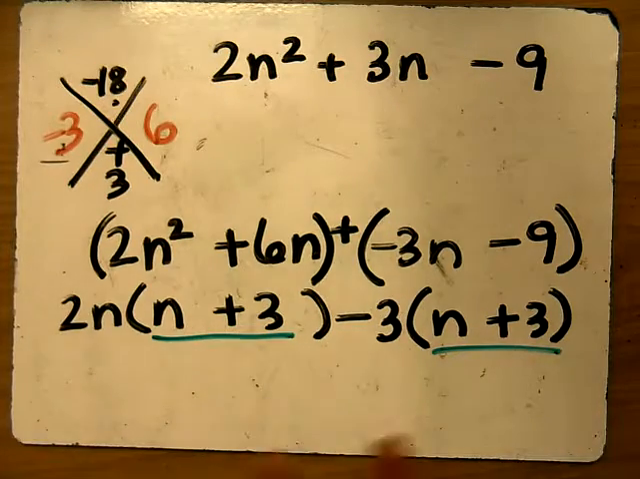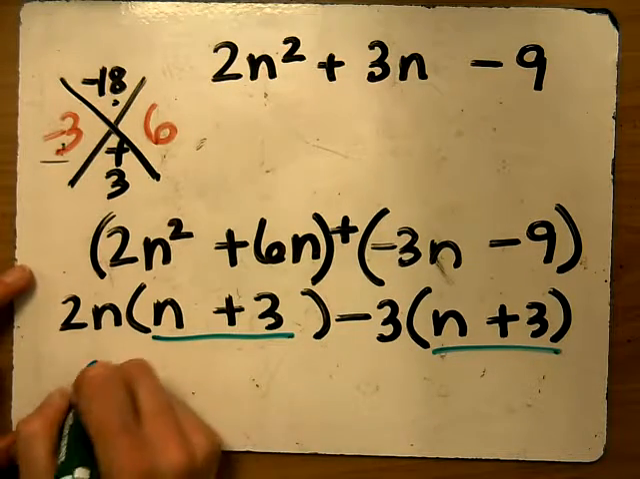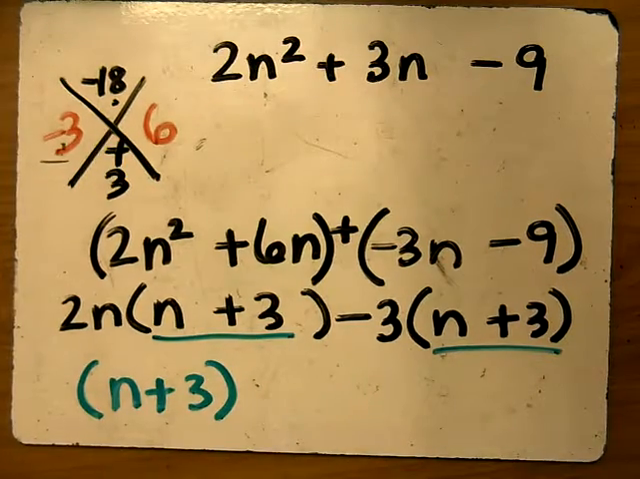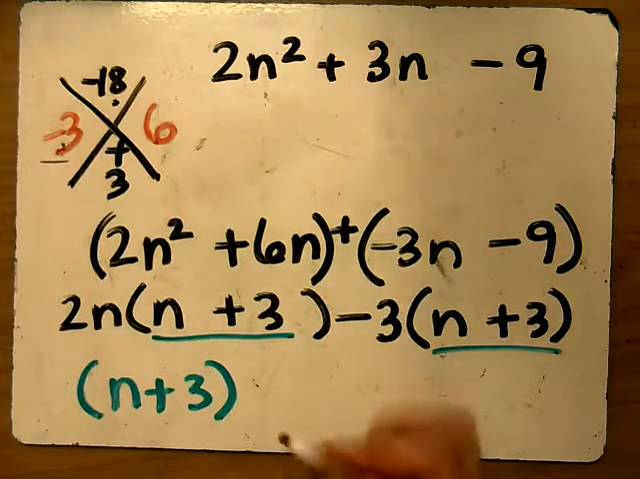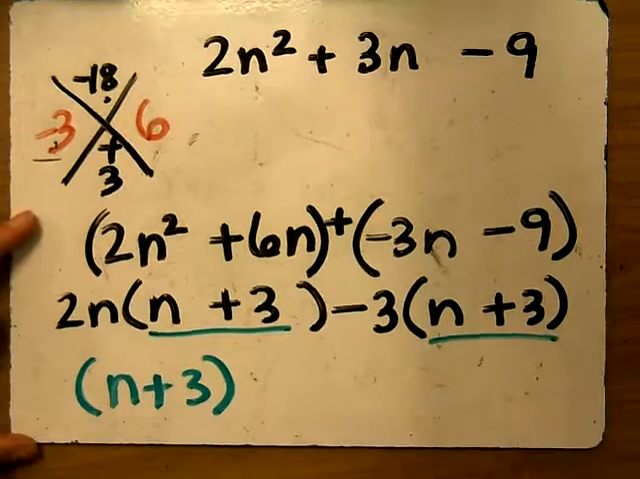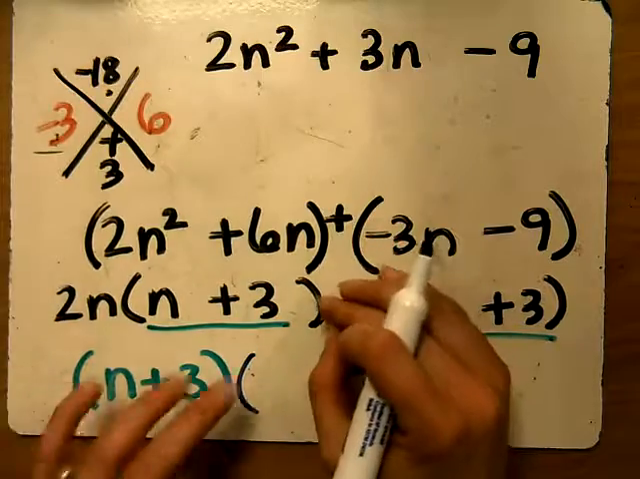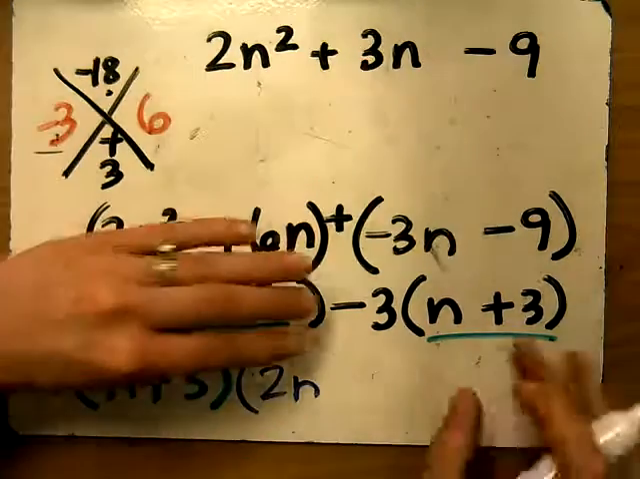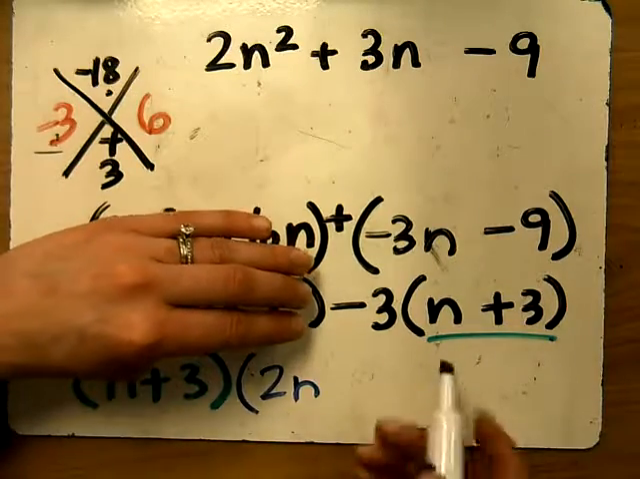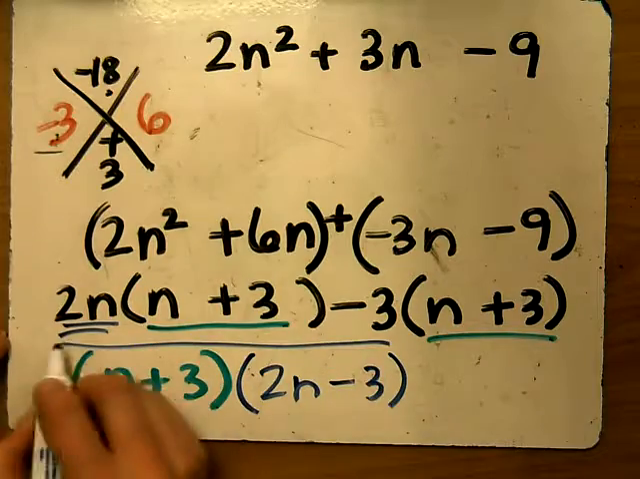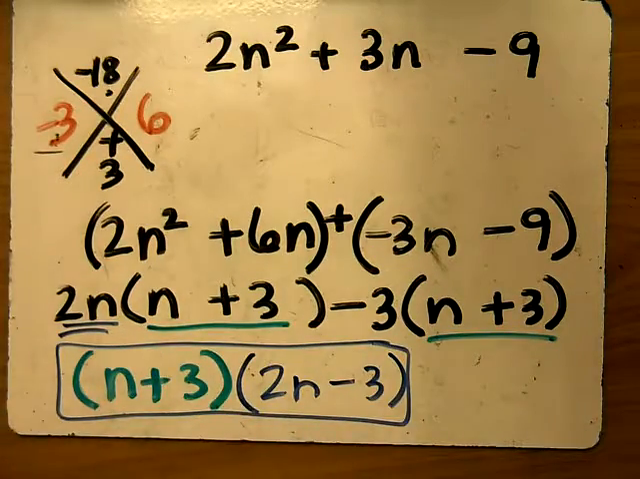So what I'm going to do is take that n plus 3 out, and in parentheses, I'm going to put whatever is left over. If I take out n plus 3 from this group, I'm just left with this 2n. And if I take out the n plus 3 from this group, I'm just left with the negative 3. And so here is our final answer. We get the same thing in the parentheses there, so we can factor that out.